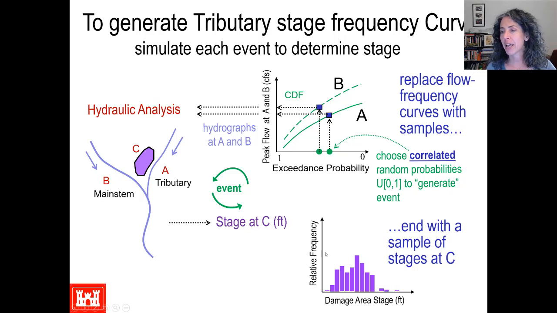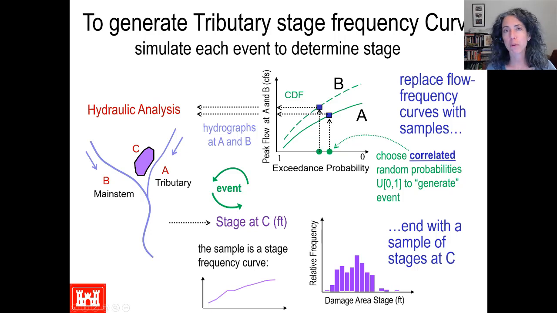If I generate all my 1,000 pairs of A and B and simulate each of them, I'm going to end up with a sample of tributary stages C. This is the histogram form. Then if I rank and plot all of those values against plotting positions, I'll have a stage frequency curve for C, which is the output I was looking for.